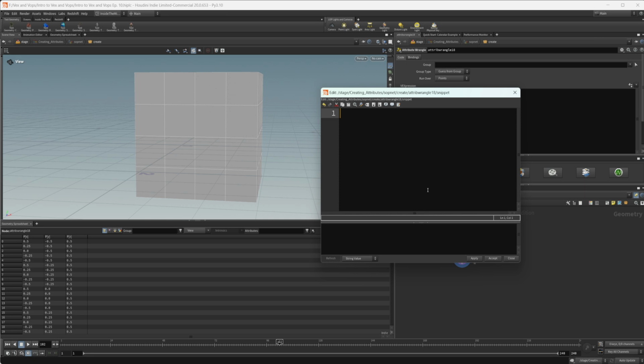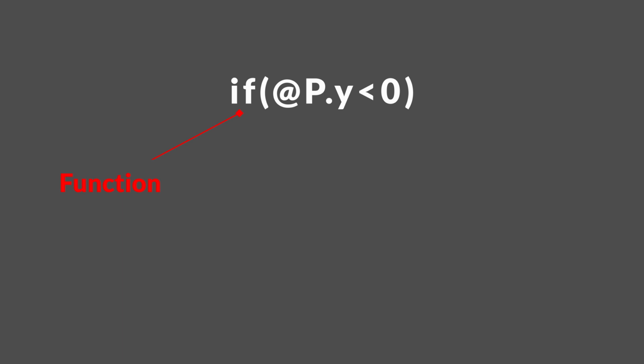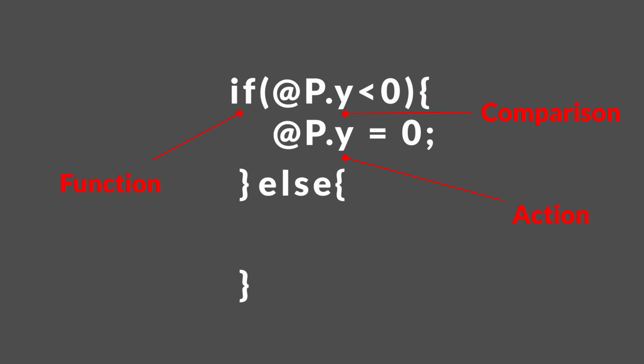So let's go ahead and just affect everything that is below the origin. So let's type in if, and then we have our ability to set whatever we want inside of this parentheses. So we're going to set our comparison. In this case, we're going to do @P.y, and we'll make that less than 0. And then we need a little bracket. And then we'll press enter a couple times and do another bracket. So everything between these two brackets is going to be basically what you want to happen. And then you can also expand on this and do an else statement if you would like. But let's go ahead and just set something up in here.